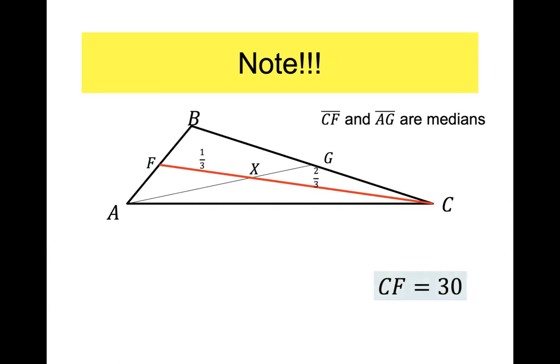So if I told you that the entire length of CF, which is a median, is 30, well, how long is the short piece? Well, the short piece is 1/3 of 30. So 30 times 1/3 would be 30 divided by 3, which would be 10. And since we know that the longer piece is double the shorter piece, well, then CX must be 20. Now, I also could have gotten that by multiplying 30 by 2/3. It's kind of your choice. Let's see, multiply 30 times 2/3. 30 times 2 is 60. 60 divided by 3 is 20.